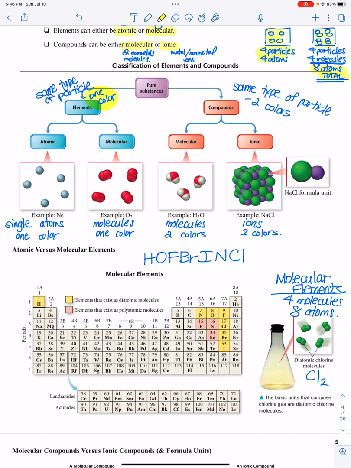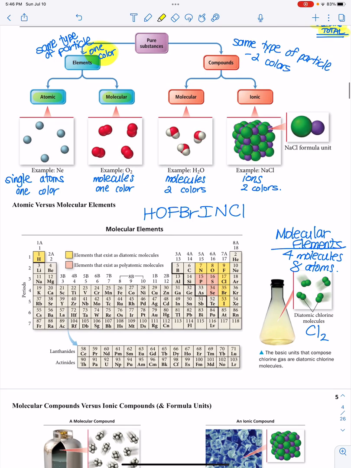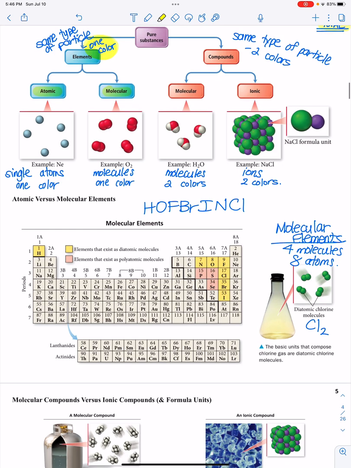Now, those elements can either be atomic or molecular. And so an atomic element would be single atoms, one color. So here is the atomic element of neon, single atoms, one color. Or elements could be molecular. They are molecules, 2 or more combined. There's a molecule, all one color. Molecules that are one color would be a molecular element, and we're going to talk about molecular elements below here.